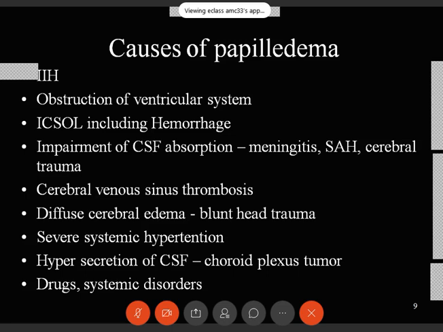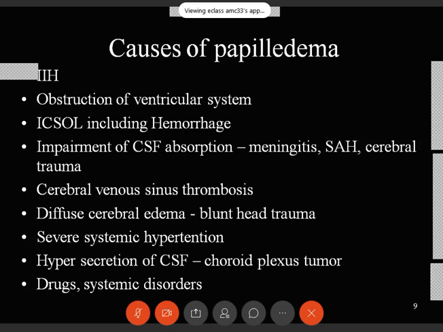Cerebral venous sinus thrombosis leads to raised intracranial tension and papilledema. Diffuse cerebral edema due to burns and head injury can lead to papilledema. Severe systemic hypertension, and hypersecretion of CSF due to choroid plexus tumor, drugs and other systemic disorders.